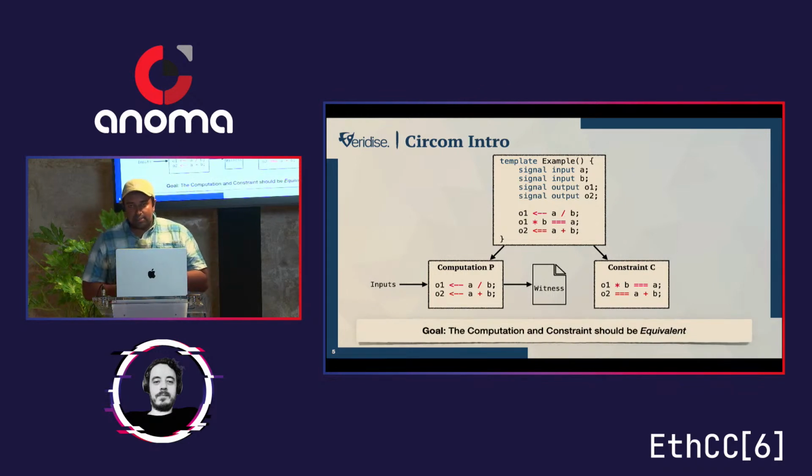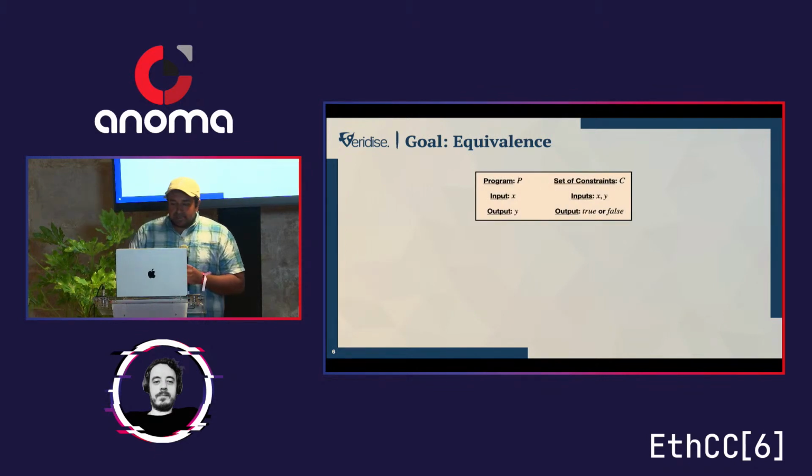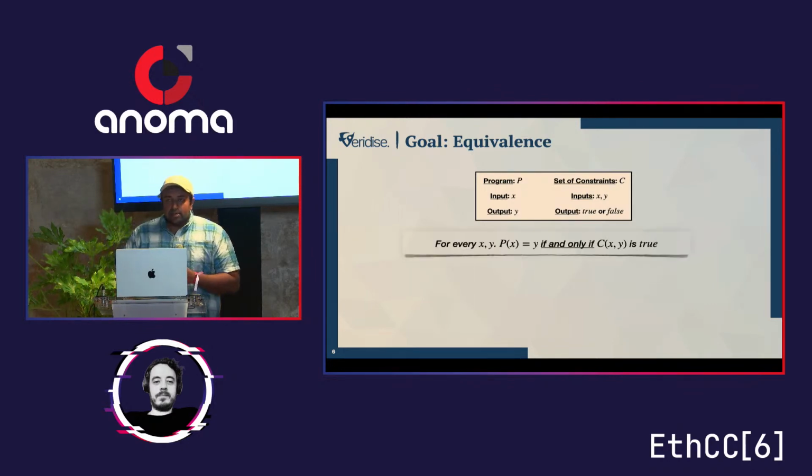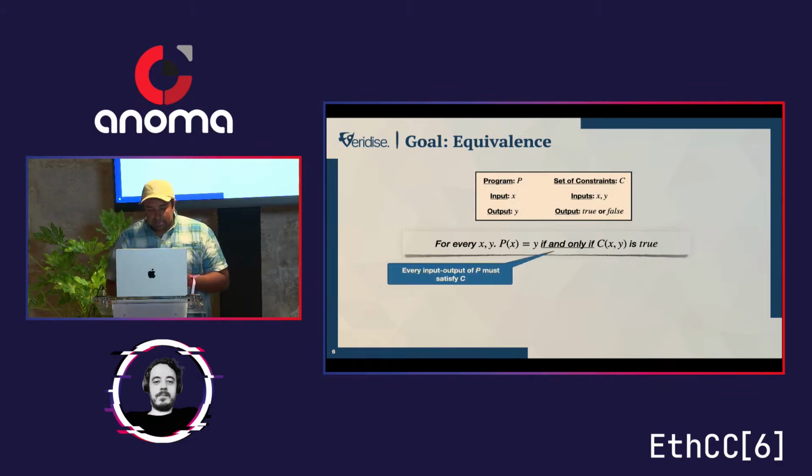Ideally, there are some caveats before I say this, but the computation and constraints should be equivalent. I'll define what I mean by that more precisely. You're given some program P that takes inputs X and produces an output Y, and a set of constraints C over inputs X, Y. Ideally, you'd want for every X, Y pair, P of X equals Y if and only if C of X, Y is true. So ideally, the only satisfying assignments to your constraints would be those that are produced by your computation.